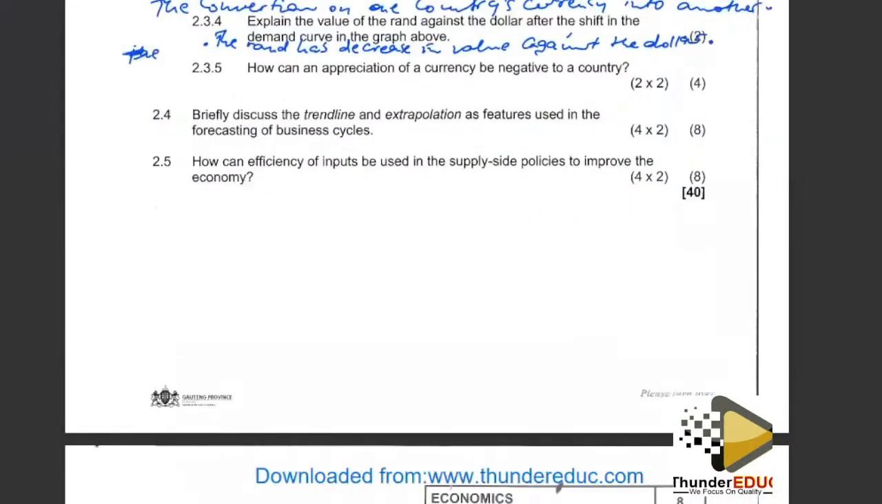So now let's move on to the next question, 2.3.5. It reads as follows: how can an appreciation of a currency be negative to a country? What do we mean by appreciation? Appreciation is when a currency gains value or becomes stronger compared to other currencies.